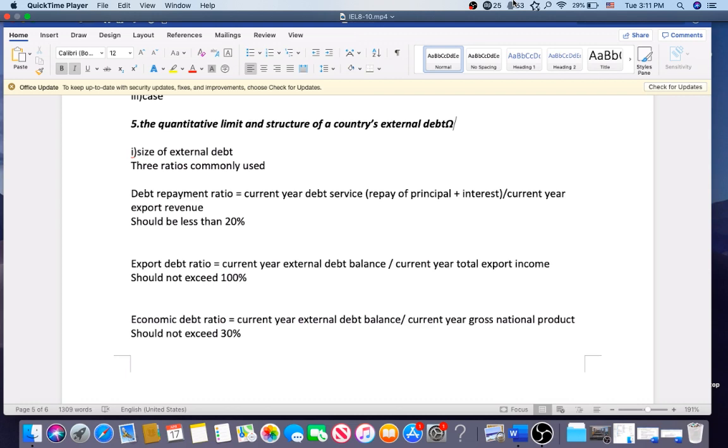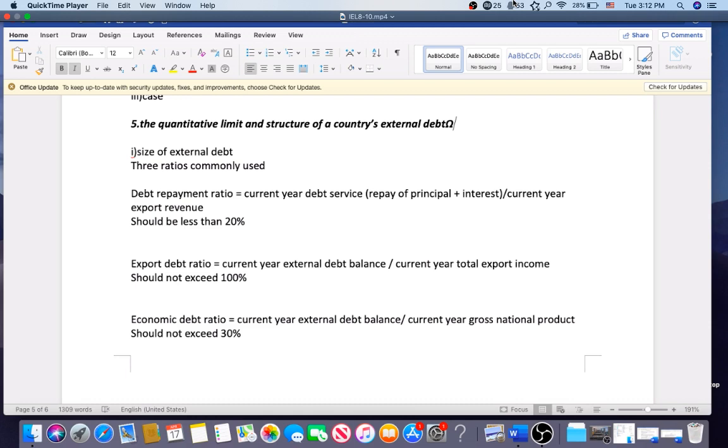The next is the export debt ratio. That is the ratio of the current year's external debt balance to the current year's total export income, indicating the relationship between the amount of external debt owed and export income. This threshold should not exceed 100%.